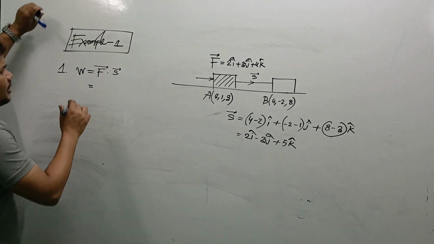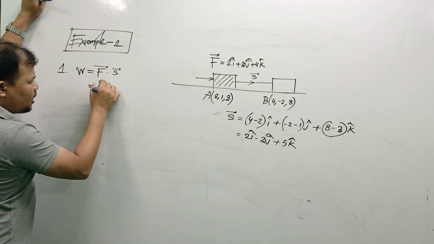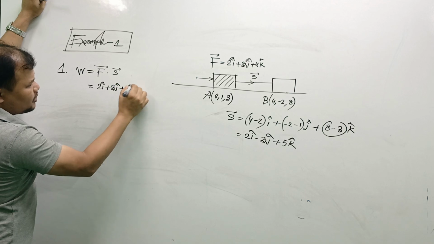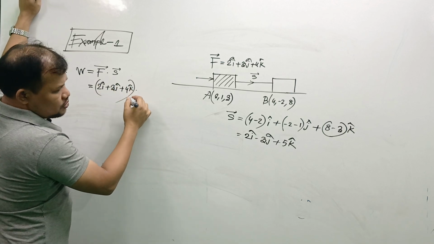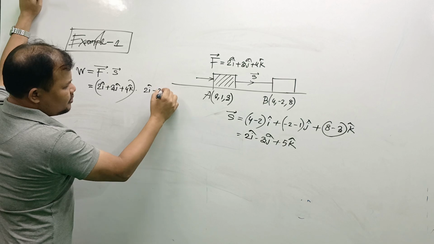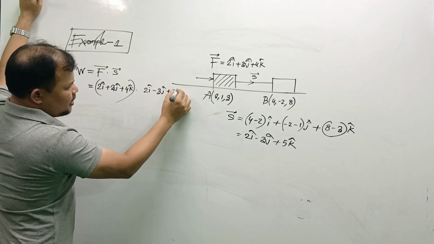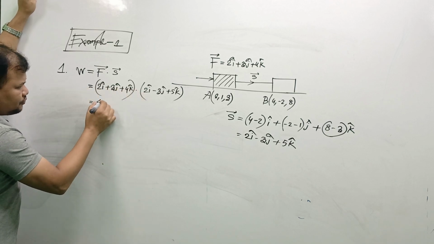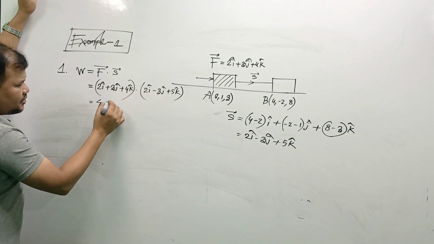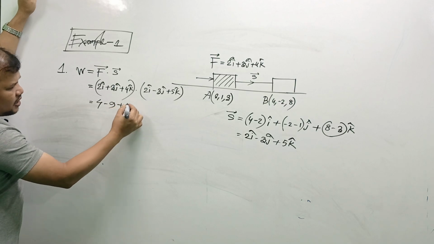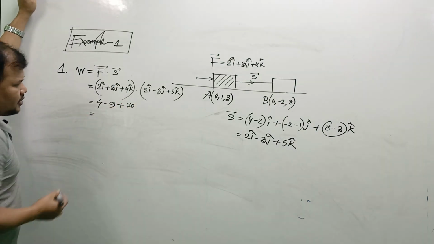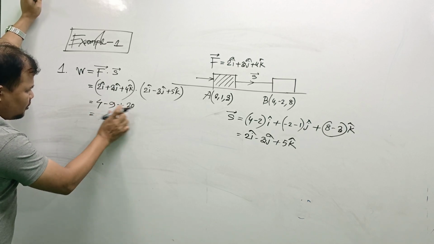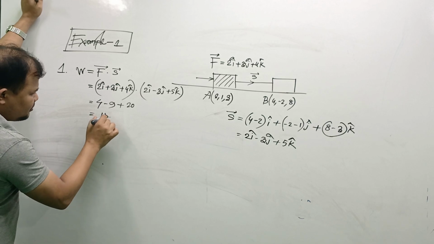Now we put the value of F, 2 i cap plus 3 j cap plus 4 k cap, dot 2 i cap minus 3 j cap plus 5 k cap. My dear student, we know the dot operation: 2 times 2 is 4, minus 3 times 3 is minus 9, plus 4 times 5 is plus 20. Okay, 25. No, this is minus 5, so 15 joule.